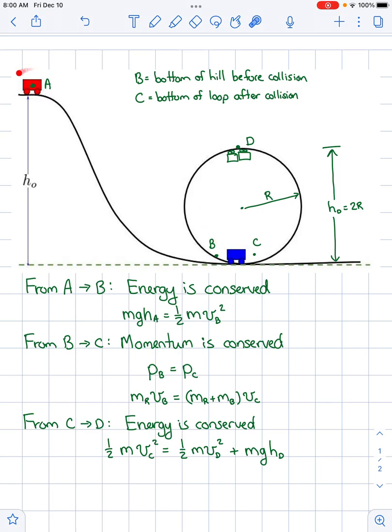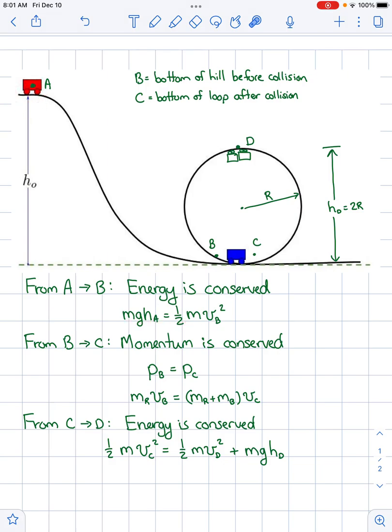So, from point A, which is the red car at the top of the hill, to point B, which is the red car at the bottom of the hill, energy is conserved. So the kinetic energy it has at point B, that's 1/2 mv squared, has got to equal the potential energy it had at point A. So that equation is true.